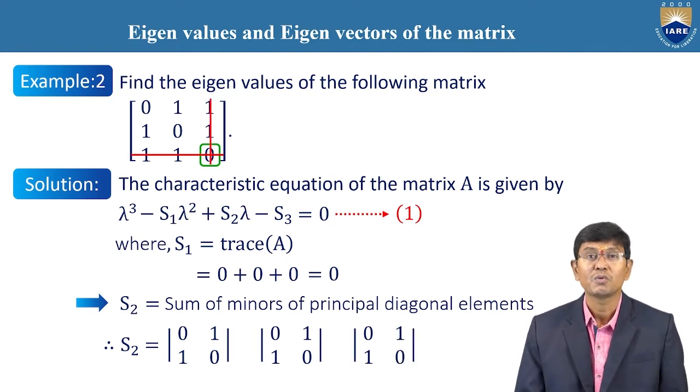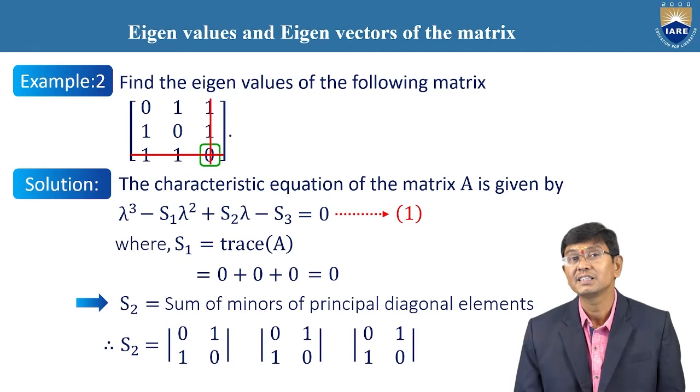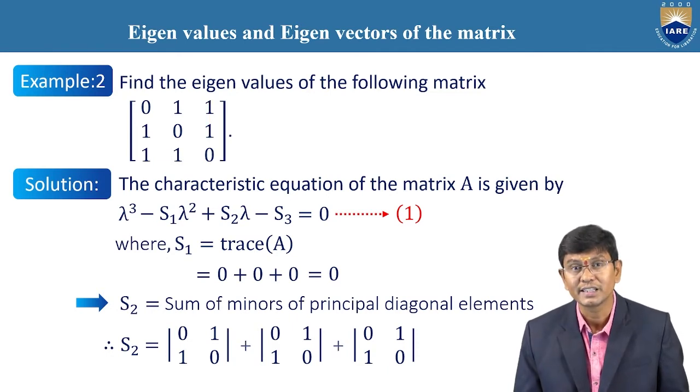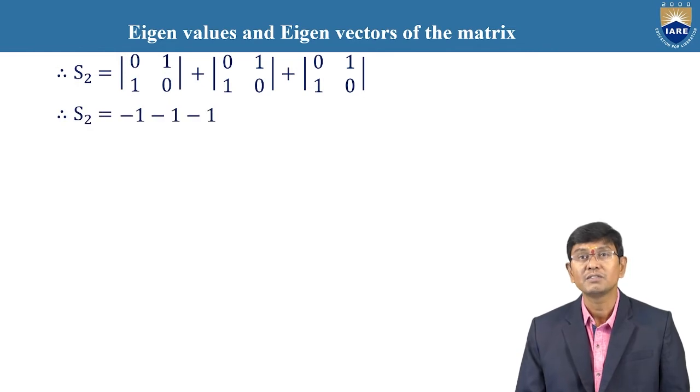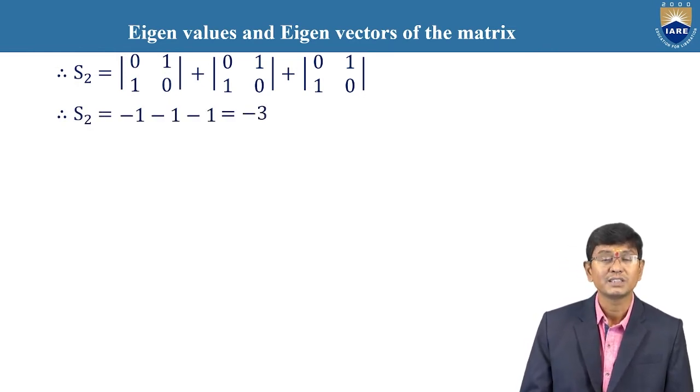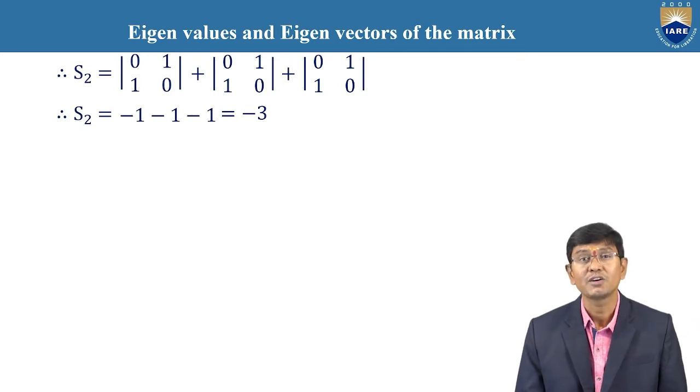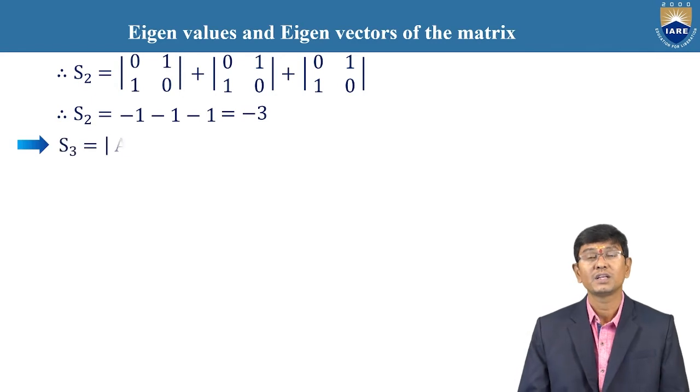And we need to find the determinant of these three individual matrices and add them. Here, clearly, the first one is minus 1, minus 1, minus 1. Therefore, S2 is equal to the sum of the cofactors of the diagonal elements, that is minus 3. Finally, we need to find S3.